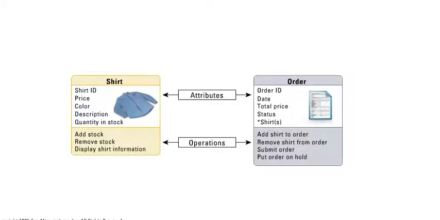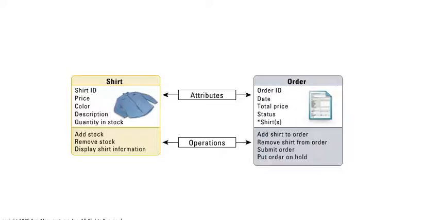You may be thinking that now that we've identified the objects that we're going to use in our system, we're finished. Oh no, we're not there yet. You see, we still have to do a couple of things. One, we need to identify the attributes of our objects. Remember from our discussion earlier that attributes are the properties or the characteristics of an object. We also have to identify the operations of each object. And those are the things that the object can do, the functions that they can perform. So let's take a look at the shirt and the order object.